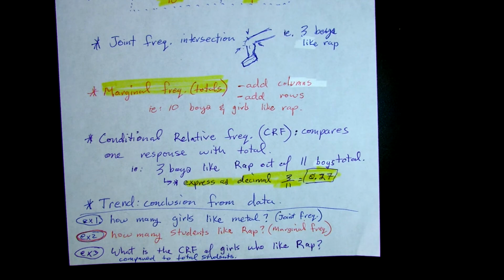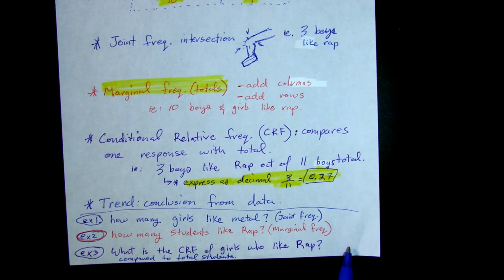Not quite, Sophia. Girls who like rap, good, but compared to the total students, the total number of students. There it is, Haley. Now, I think you're right that if it was girls who like rap out of total girls, right? But it's girls who like rap compared to the total number of students. How many students do we have altogether in this? Looks like 19. So we go 7 divided by 19, and we get 0.37.